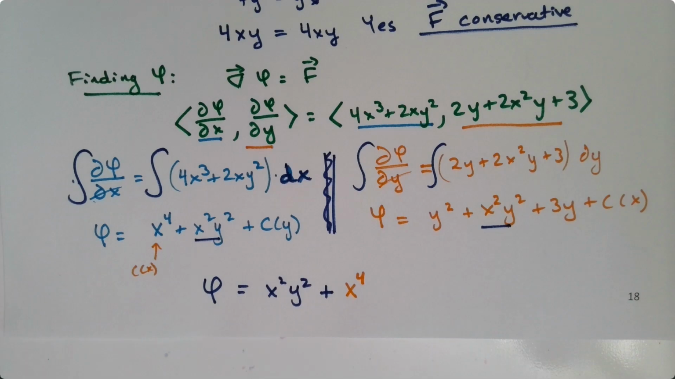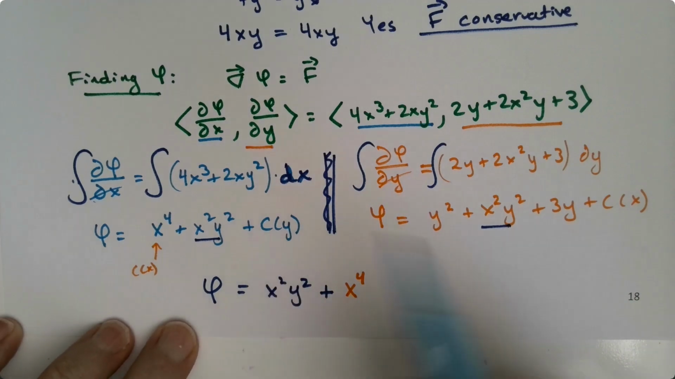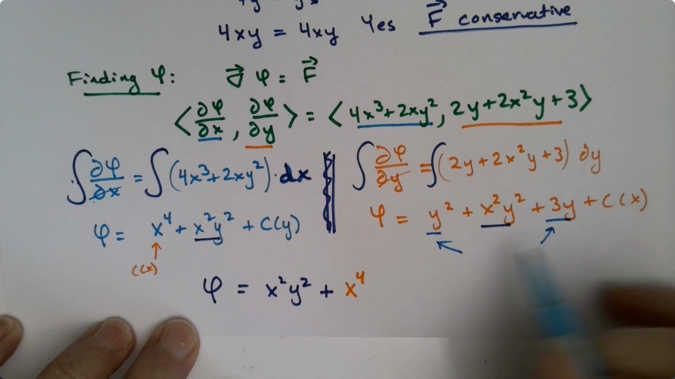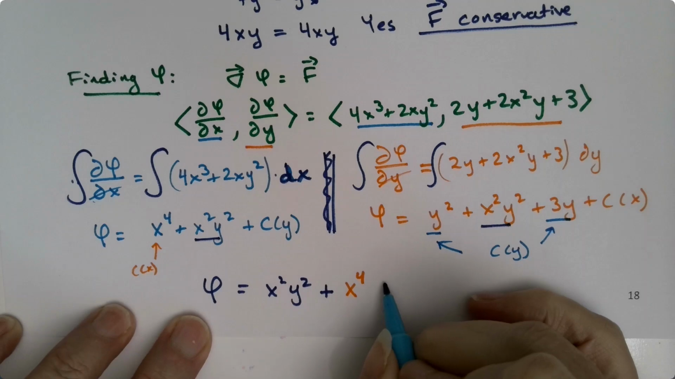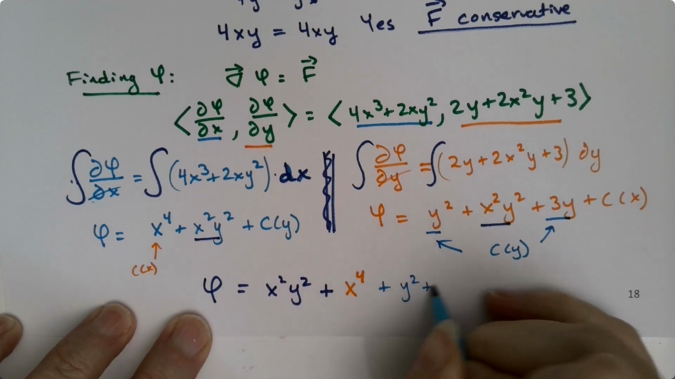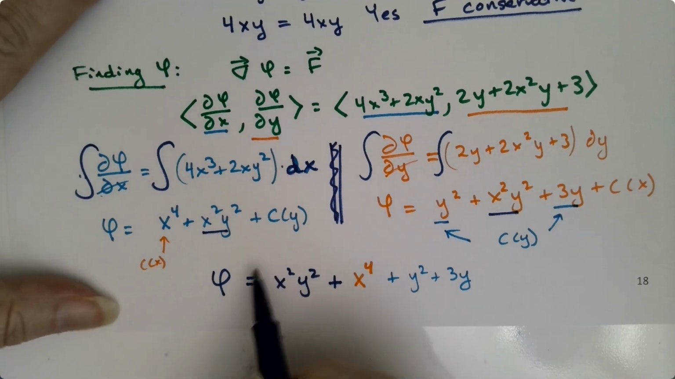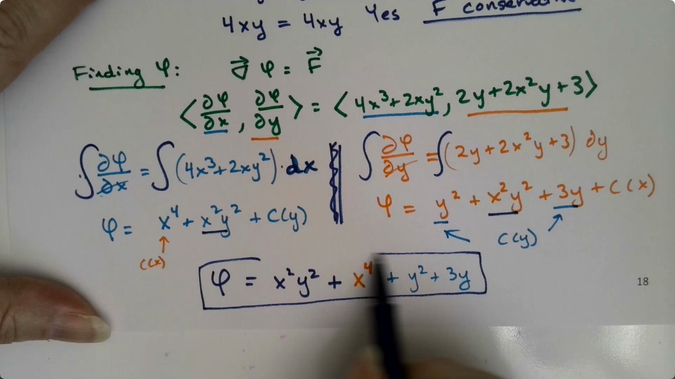And then you're also going to throw on your function of y, but your functions of y are right here. Those two pieces are your c of y. So you're going to add on y squared plus a 3y. All of those components together make your potential function phi.